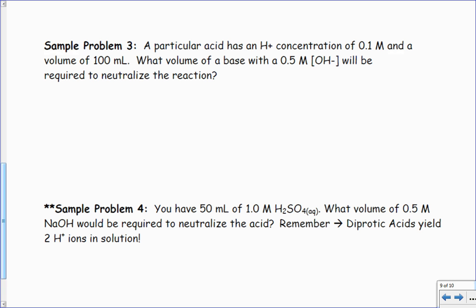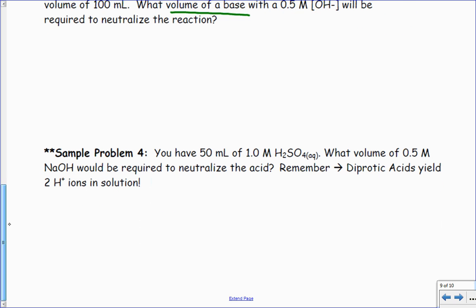Okay, so here it gives you the two concentrations. You're solving for the final volume. Okay, so the volume of the base will be required to neutralize it. So you're solving for the volume of the base this time, which is not any real big difference. 50 milliliters. Again, solving for the volume of the base. So now we're just solving for a different variable, but it's still just plug and chug.